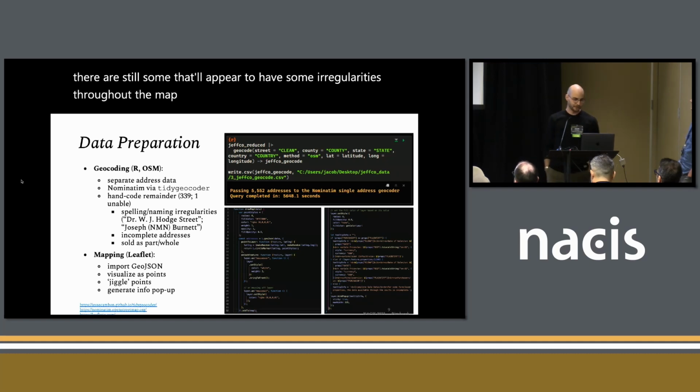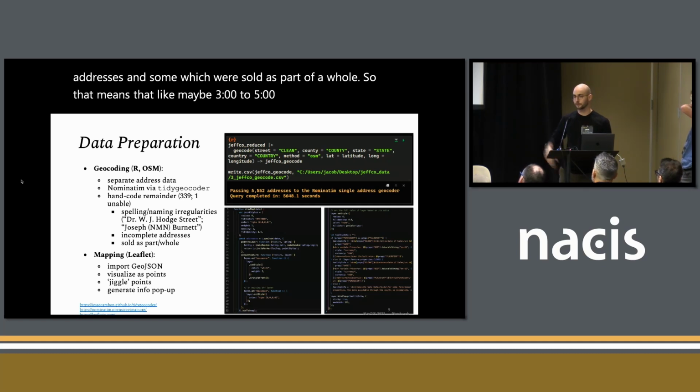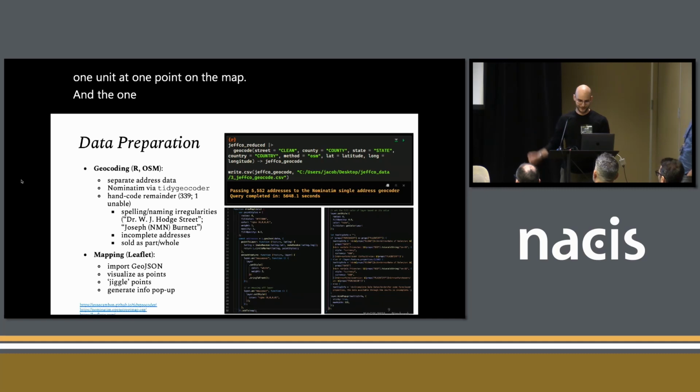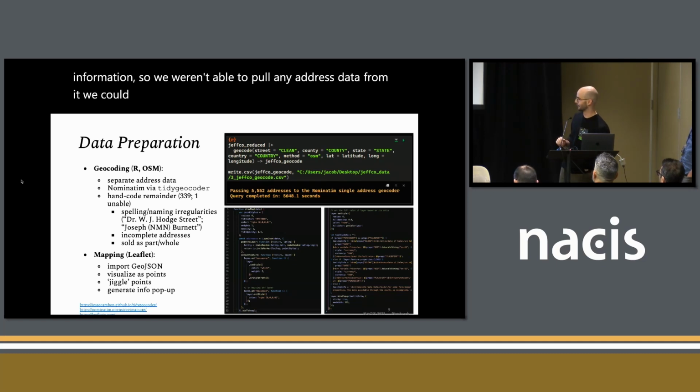There are also some incomplete addresses and some which were sold as part of a whole. That means maybe 3 to 5 adjoining properties were all sold as one foreclosure sale, so we treated that as one unit, one point on the map. And the one we were unable to do is basically just parcel information, so we weren't able to pull any address data from it. We could probably fix that if we spent another minute doing that.